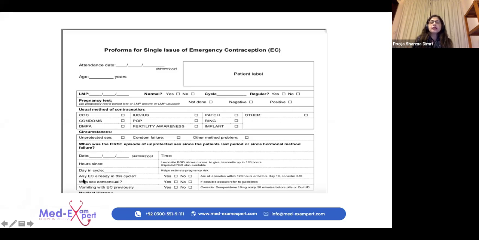So hours since, day in the cycle, any EC already taken in the cycle, was the sex consensual? That's important. Vomiting with EC, so when you're talking about medication, you say, have you taken emergency contraception tablet earlier, if she has had any problem. Like if she has vomited with the tablet earlier, then you need to give her domperidone, 10 milligram, around 20 minutes prior to taking the tablet. Okay. So if yes, vomiting with the EC previously, then consider domperidone 10 milligram orally 20 minutes before the pills or copper IUCD. If it's a sexual assault case, then refer to guidelines. Okay. So if all episodes are within 120 hours or before day 19, consider IUCD.